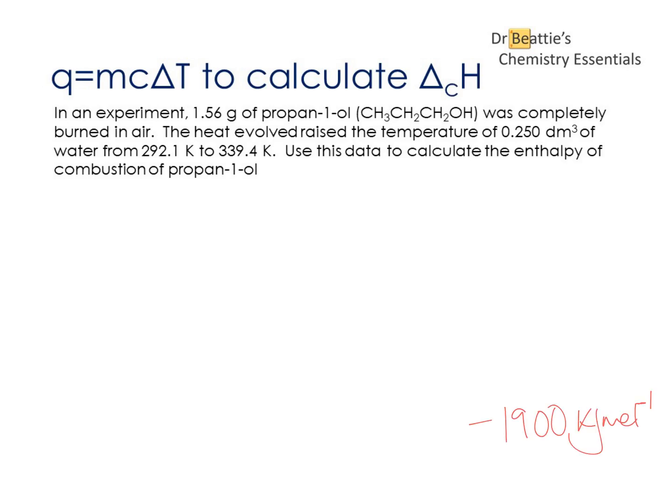To get there, what you needed to do was extract the information from the question correctly. So here we have the mass of the fuel. Here we have the two temperatures, the final and the initial, that are going to be used to work out that the difference is 47.3.